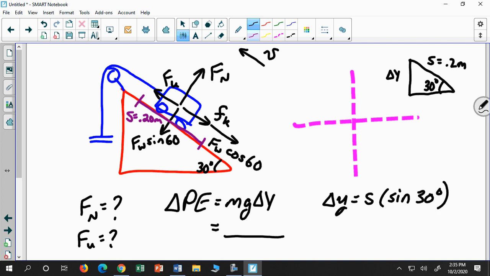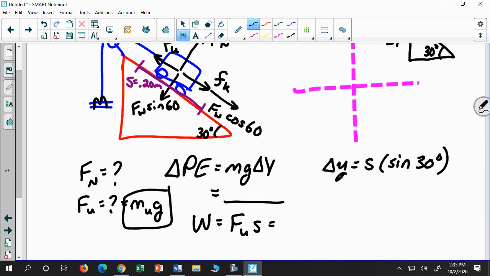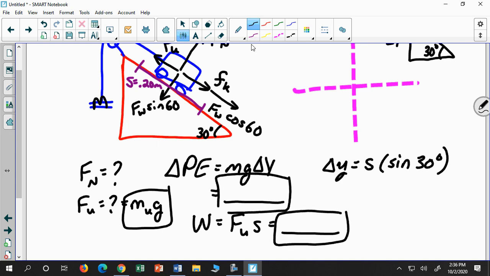I would also tell you, oh, by the way, Fu. I would give you the mass that's here, and Fu would just be mu times g, just like we did in lab. That was like number 2 in that lab. I'd also want you to show me how you calculate the work done by that force. And the work done by that force is equal to Fu times s. So it is whatever you found it to be right here times 0.2 meters. And it better be that this work is equal to the change in potential energy.